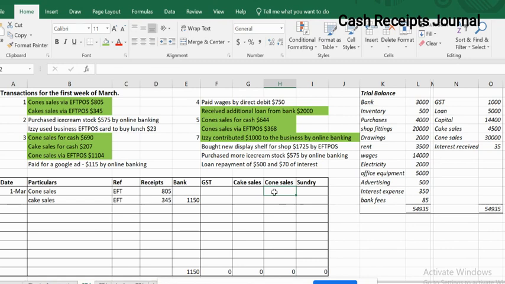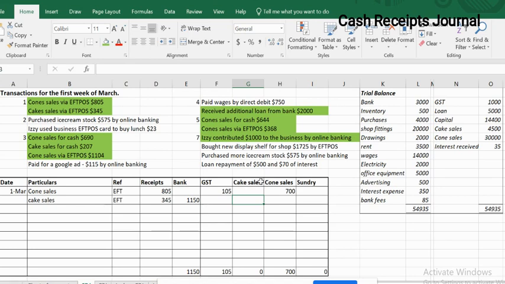So in this case here, my cone sales is going to be 700 and my GST is going to be 105. Now I've made my numbers nicely divisible by 1.15 for simplicity. If you get numbers that aren't divisible by 1.15, you round to 2 decimal places, so to the nearest cent, when you do it. Okay, my cake sales, I've got a separate.